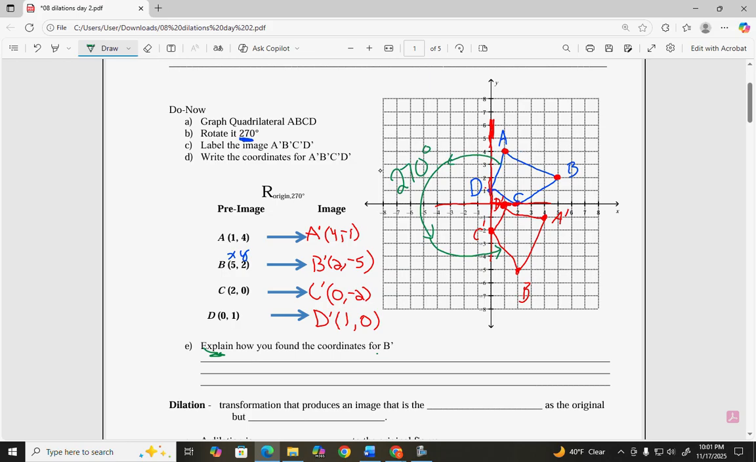So it says explain how you found the coordinates of B prime. Well, you know what I did? I turned my paper 3/4 turns counterclockwise. And then remember, after we did that, we actually recorded the points. So I'm going to say then I recorded the points. Right, that's like what we did right here. That's recording it. Then I put my paper back to normal and plotted.